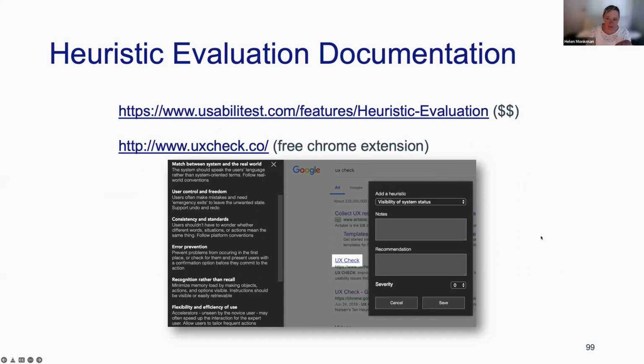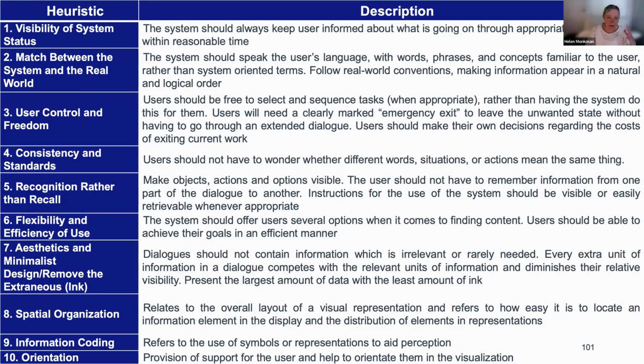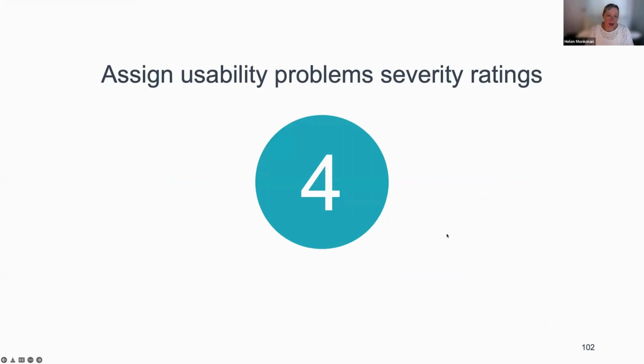There are also other systems that you can use that cost money. So here are the 10 overall. Here are the 10 with descriptions. I'm going to show you these after we go for our little break and have some time for you to do the workshops or the stuff. And then what I want you to do is assign the usability problems severity ratings.